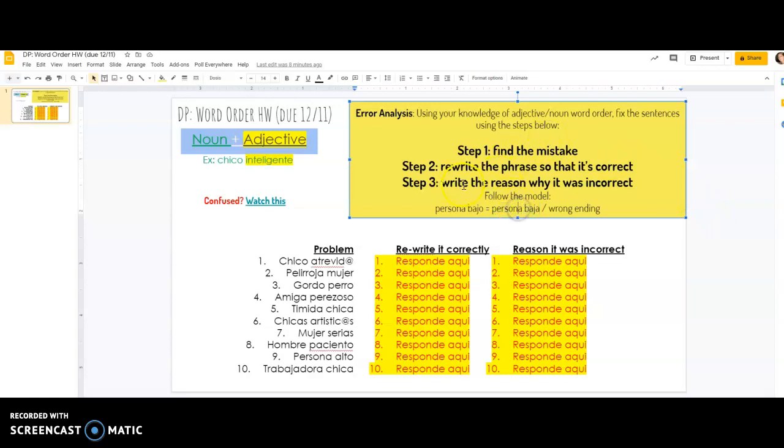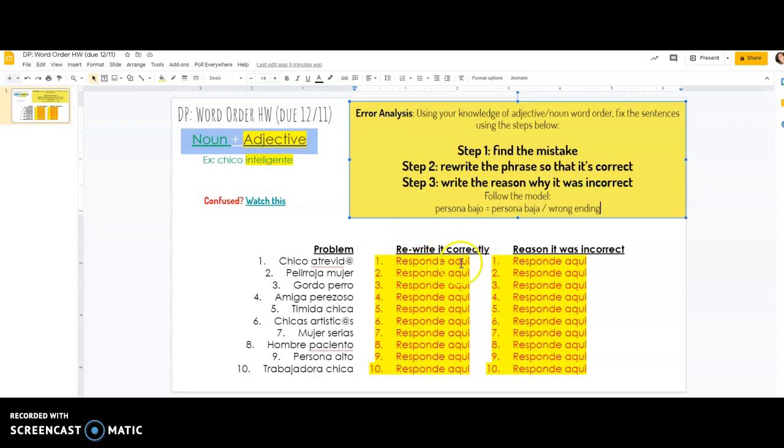And then step 3 says write the reason why it was incorrect. So it was incorrect because, just like I said a minute ago, it had the wrong ending. So I just put wrong ending. So that's what you're going to do. You're going to go to number 1, chico atrevido, and it has the at symbol. So you're going to figure out what's wrong with it.